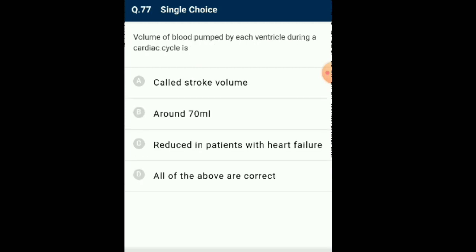Question number 77. Volume of blood pumped by each ventricle during cardiac cycle is. During a cardiac cycle, each ventricle pumps out approximately 70 ml of blood. This is called the stroke volume. The stroke volume multiplied by the number of beats per minute, that is heart rate, gives the cardiac output. In 1 minute, the heart beats 72 times. In a healthy man, the cardiac output is 72 into 70 or 5040 ml per minute, about 5 liters per minute. So the answer for this question is option D. All of the above are correctly given.